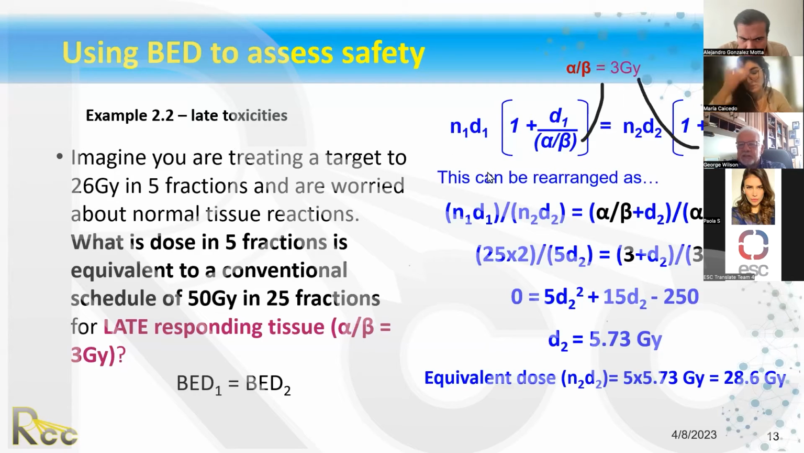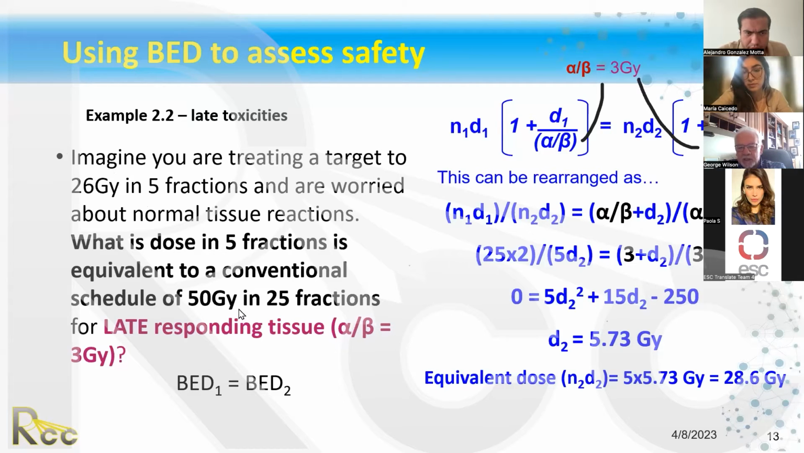So again, we put these numbers into the calculation. Now the alpha beta value is going to be 3. And when we solve the equation again, we end up with this dose is now 5.73 gray. And so now 5 fractions of 5.73 gray would equal 28.6 gray, which means that really now we're getting closer to the dose that we're actually delivering. And so again, it's not greater than this 26 gray, but it's much closer.